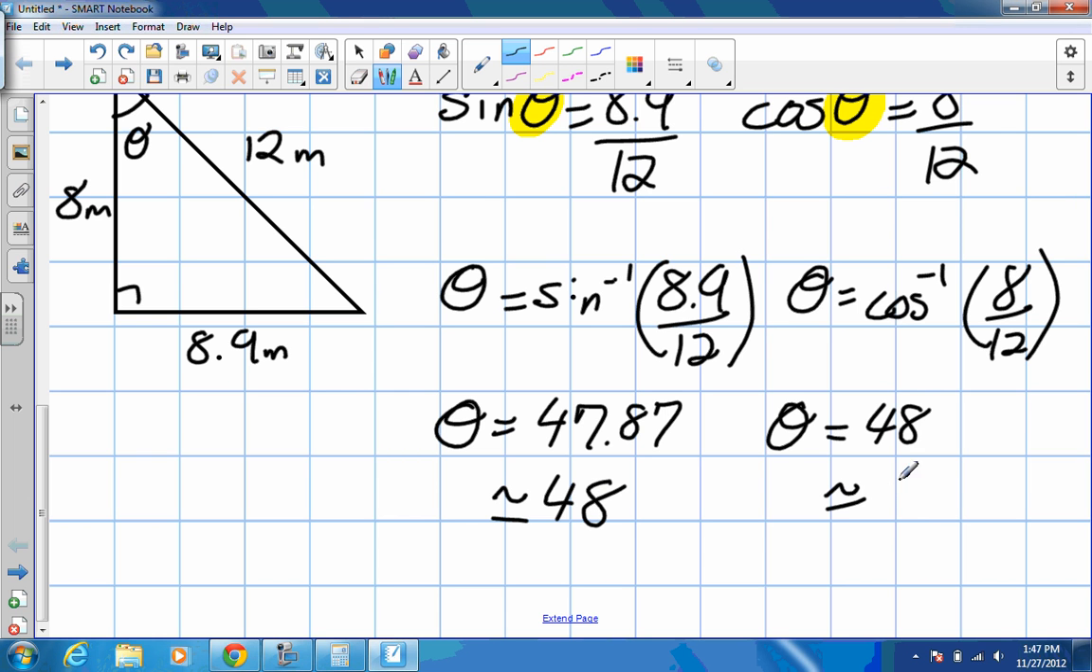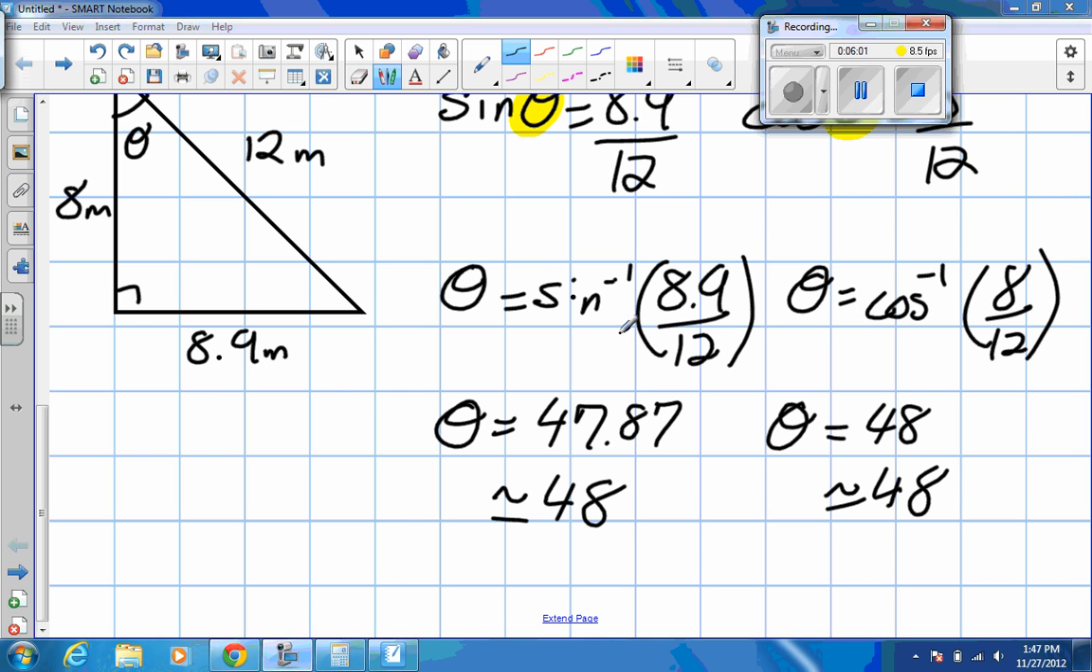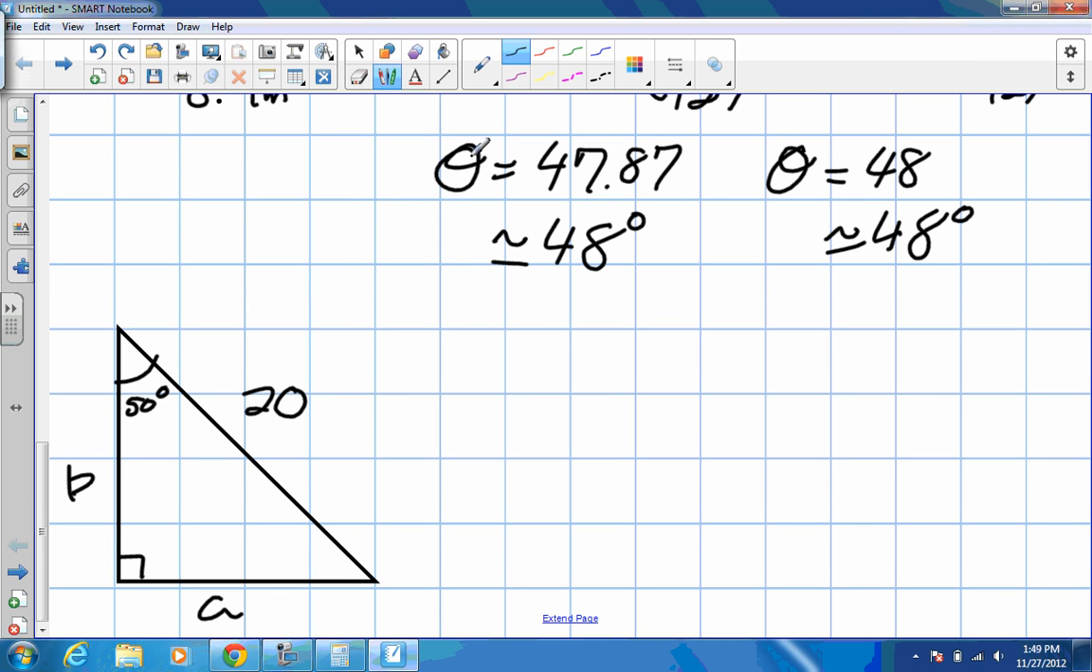Approximately. So we solve for an angle. Oh, we put up another triangle here. Okay? In this triangle, we want to solve for side A and side B. So, in each case, we actually want to use a different ratio. With my 50, if I'm looking for A, that's the opposite side. My hypotenuse is 20. Which of the ratios deals with opposite and hypotenuse?